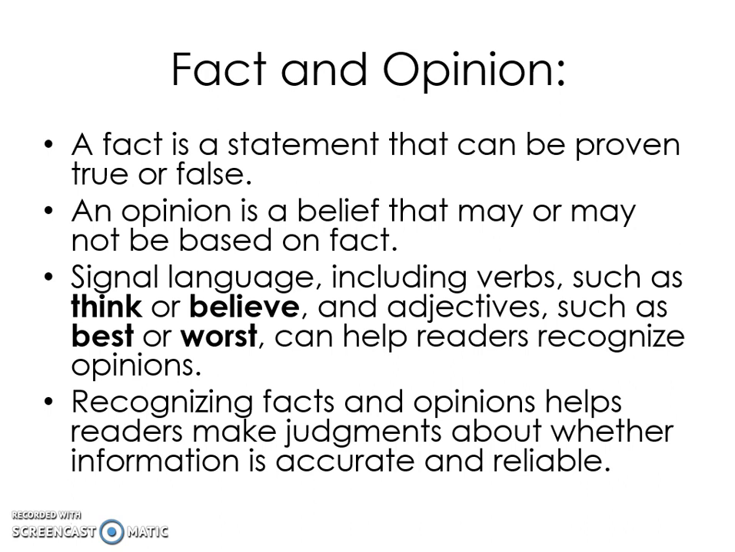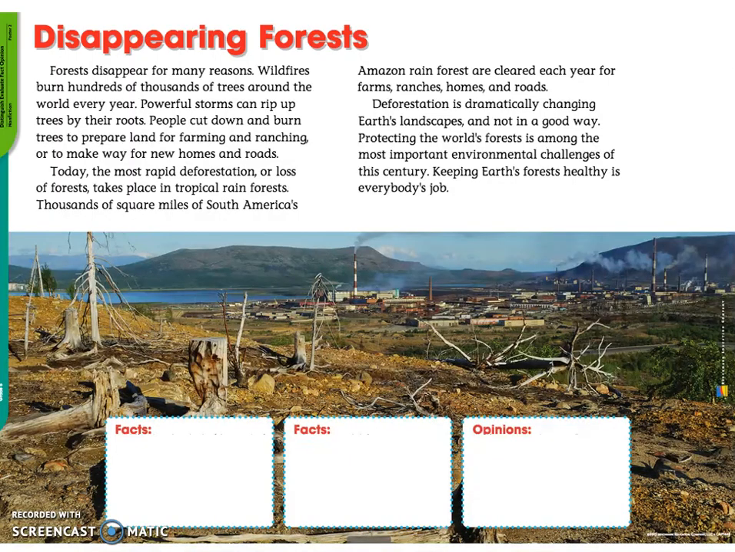Recognizing facts and opinions helps readers make judgments about whether information is accurate and reliable. So looking for these signal language verbs and adjectives will help when you're doing research and other reading to really question whether what you're reading is true, factual information, or if it's just an opinion of the writer. Let's read this and I will demonstrate how to make connections to life, the world, and other texts when I read it.